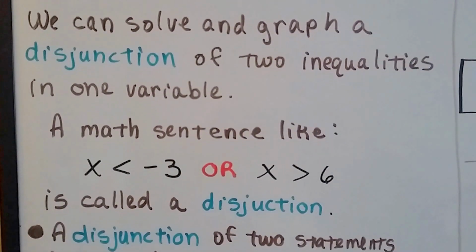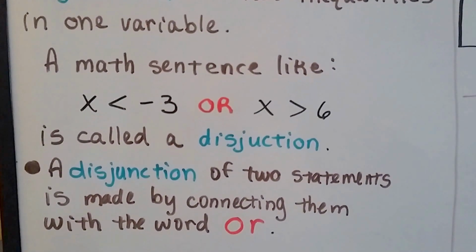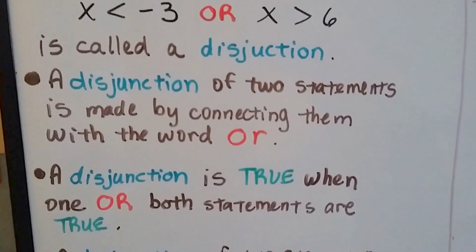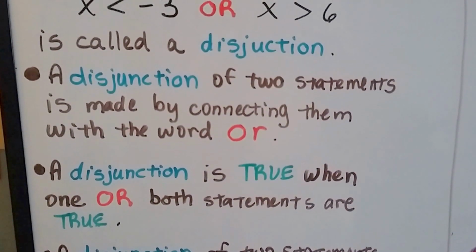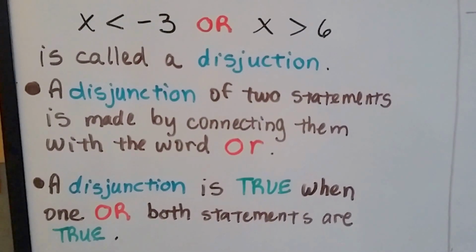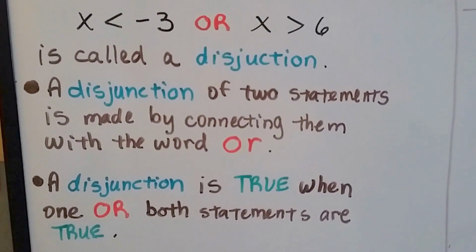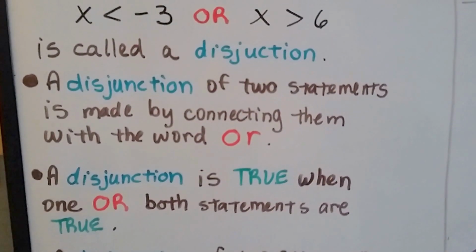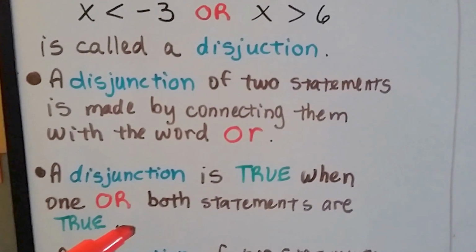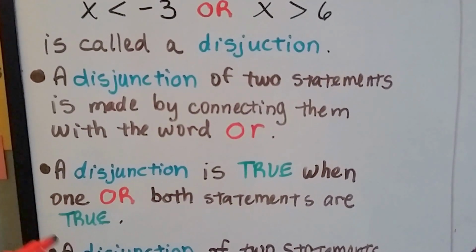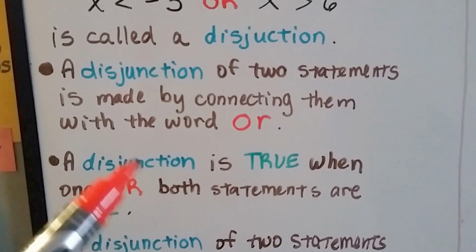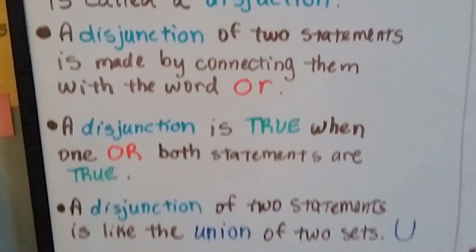We can tell because of that word or. A disjunction of two statements is made by connecting them with the word or. A disjunction is true when one or both statements are true. So notice all the times we used or. When we did a conjunction, we used the word and. So for a conjunction to be true, both statements had to be true. In a disjunction, it's or, one or both statements. See, the conjunction was definitely just both, all right?